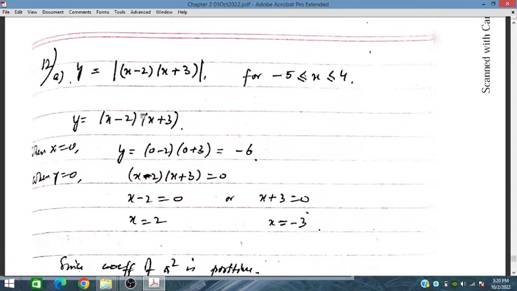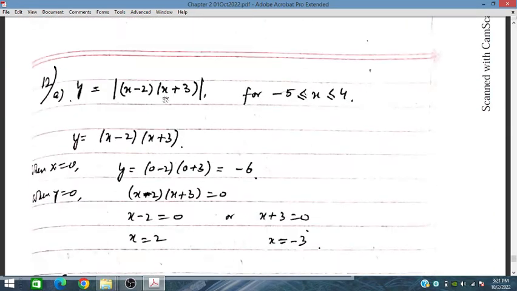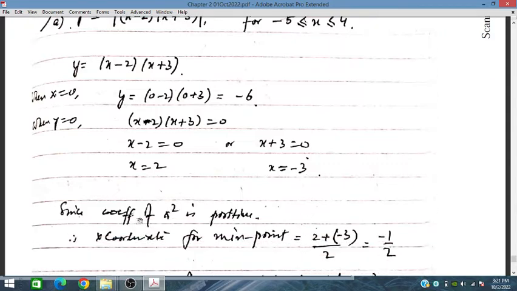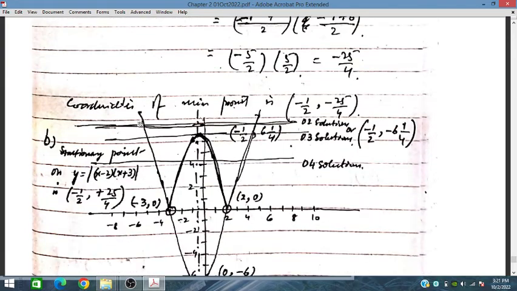In these conditions, we have to solve this. By this value, we have these two values. The coefficient is positive, the coordinate is a minimum point, and this is the minimum value, so we have plotted it like this. For this we have obtained, reverse this negative part because of the modulus, and we'll obtain some solutions.